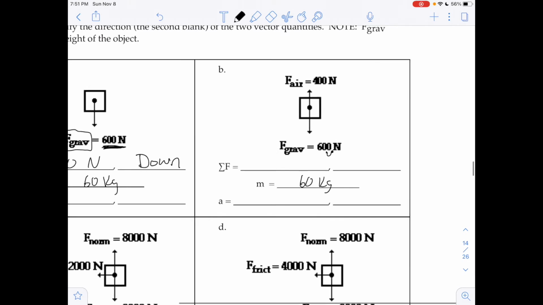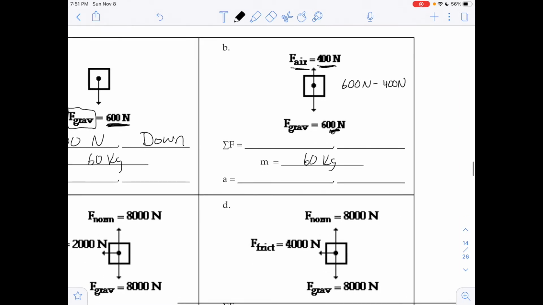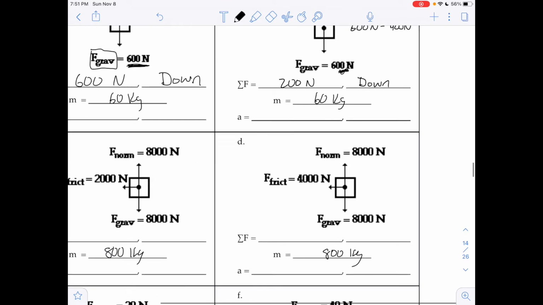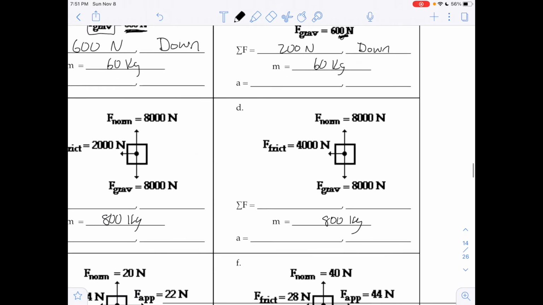Here we have two forces. One of them is 400 newtons up, and the other is 600 newtons down. So the net force is going to be 600 minus 400 because they're in opposite directions. And so we're going to get 200 newtons for our net force, and the direction is also going to be down. Okay, and let's look at one more, how to find that net force.